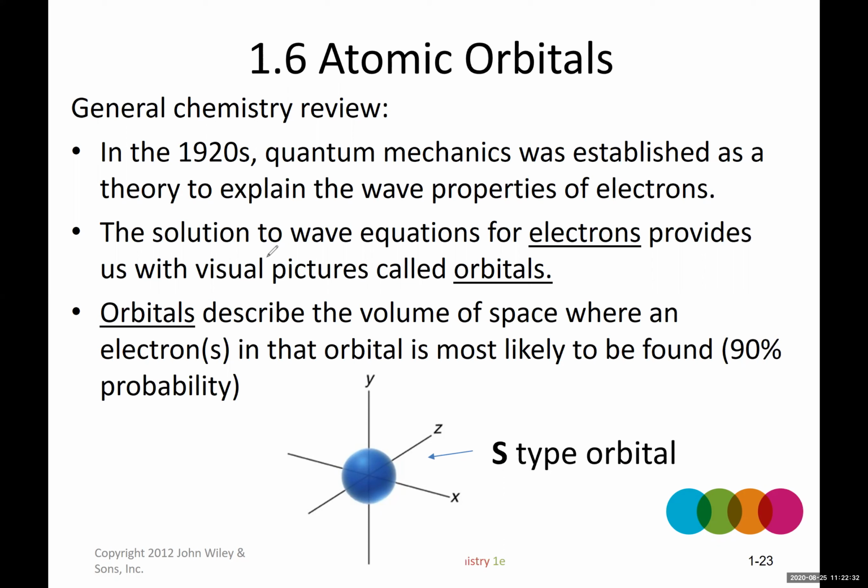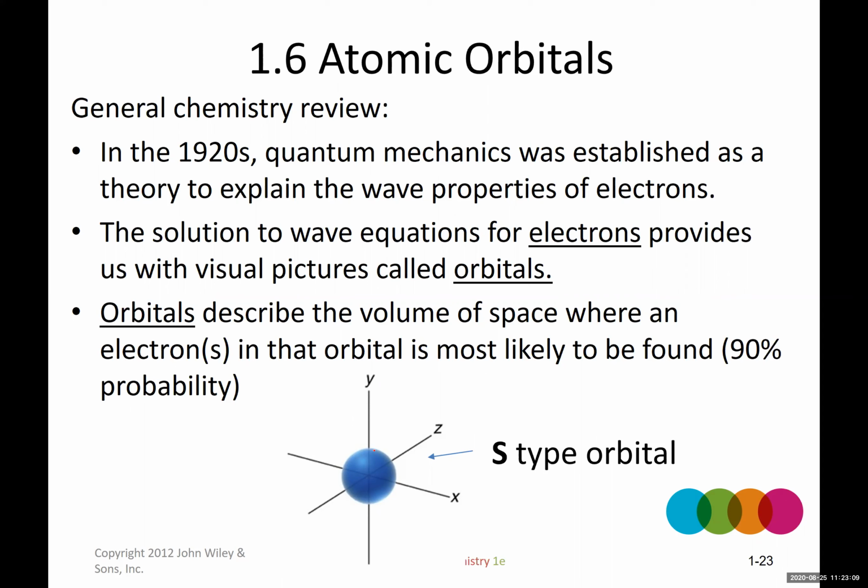And the solution to these equations describes the wave-like properties for electrons, and results in these visual pictures called electron orbitals. And this is a picture here on the bottom of an S-type orbital. You've seen that before. An orbital describes the volume of space around the nucleus where the electron is most likely to be found. The orbital is the volume of space where there's a 90% probability that the electron will be found.